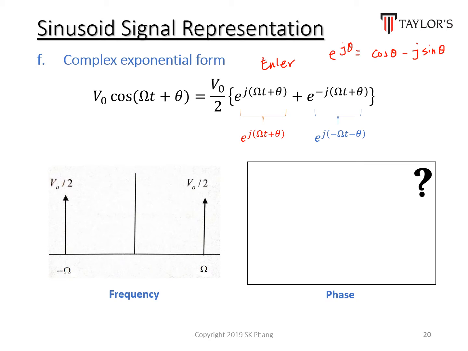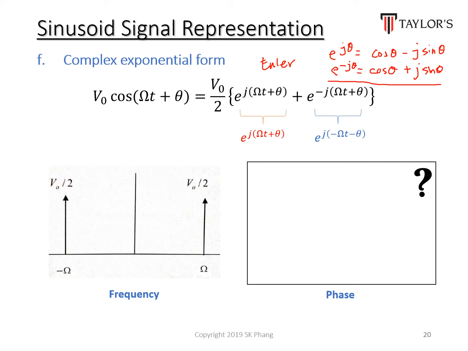And if you look at Euler's formula, if you write it when theta is negative, so e to the power of negative j theta, in this case it will become cosine of theta minus j sine of theta. So the sign here actually changed. And what if you add them both together?